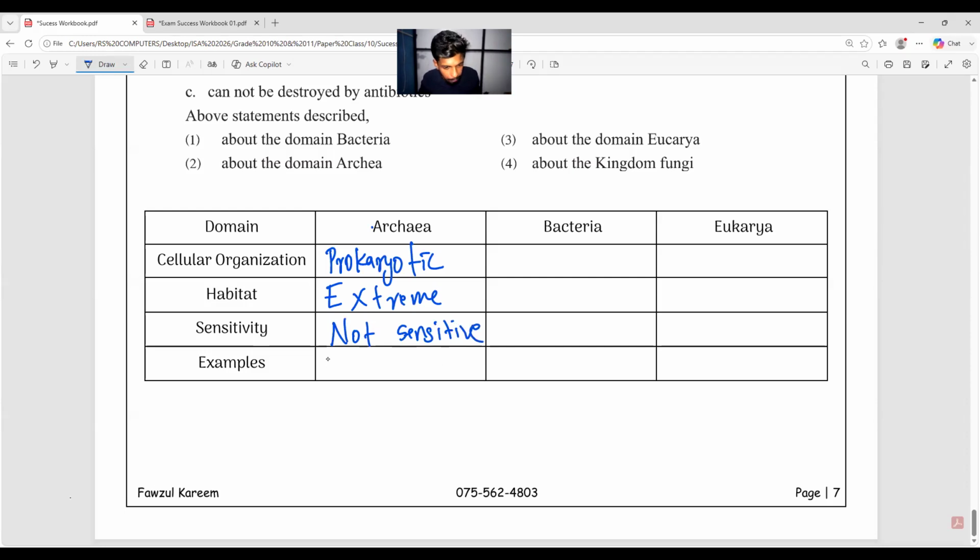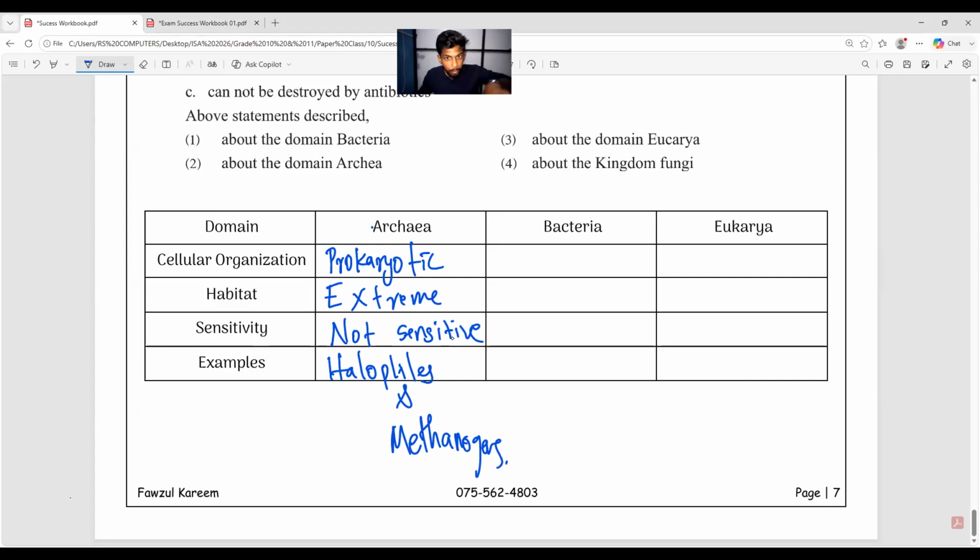Examples, you know the example, right? Halophiles and methanogens. They are microorganisms, okay? We cannot observe those organisms with the naked eye, okay? Methanogens.